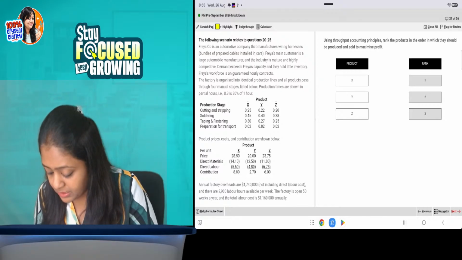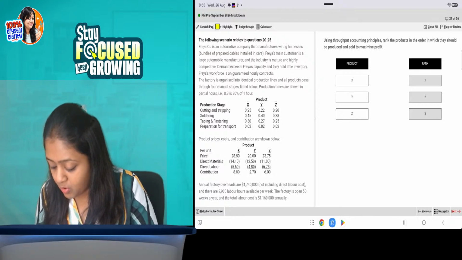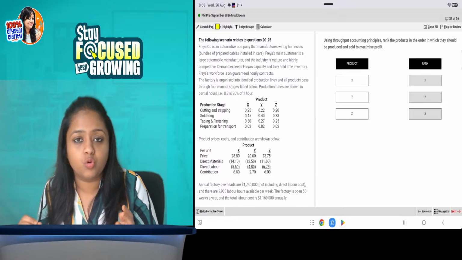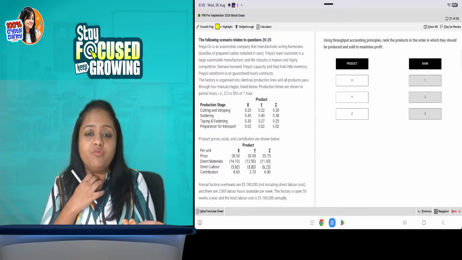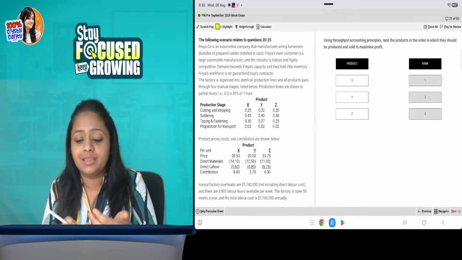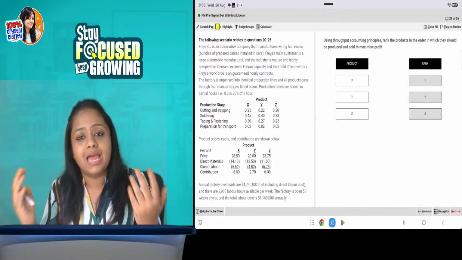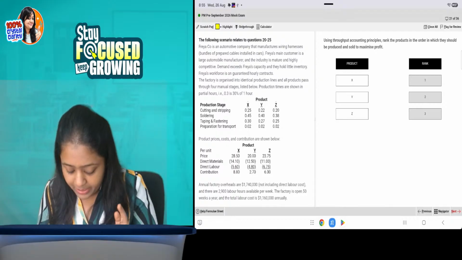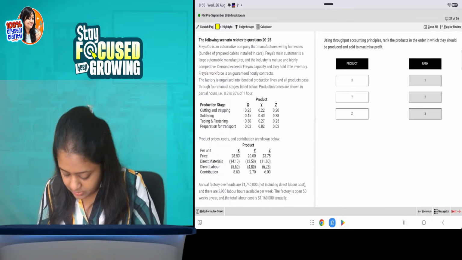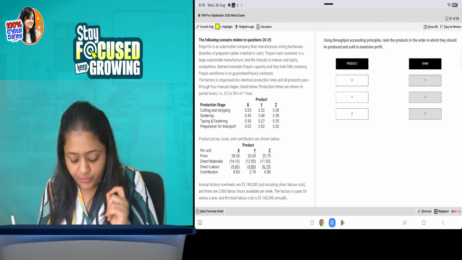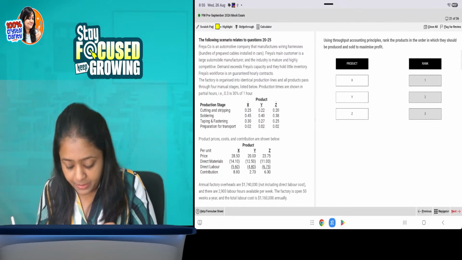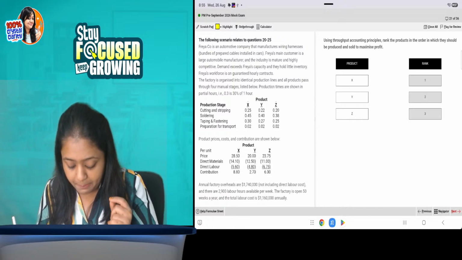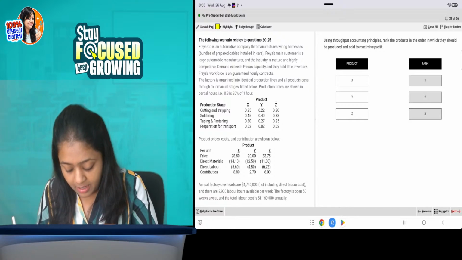Using throughput accounting principle, rank the products in the order in which they should be produced and sold to maximize profit. So what you have to do: get the throughput per unit, then get the throughput per scarce resource and rank them. That's all you have to do in the first question. Okay, let's look at the question. Freya company is an automotive company that manufactures wiring harnesses, that is bundles of prepared cables installed in the cars.